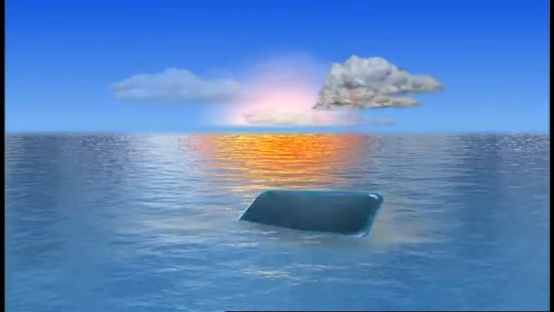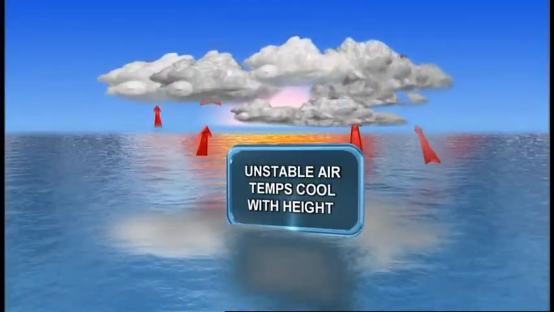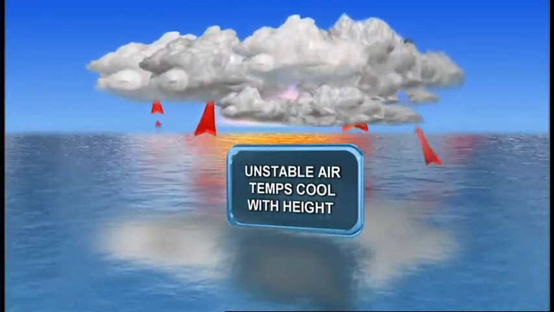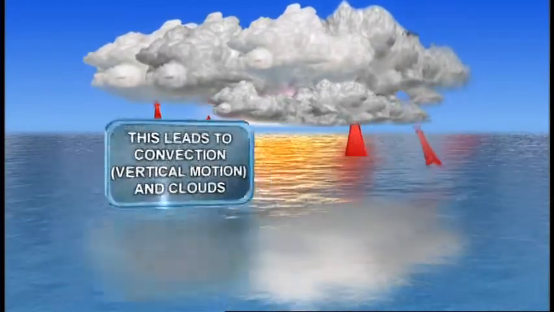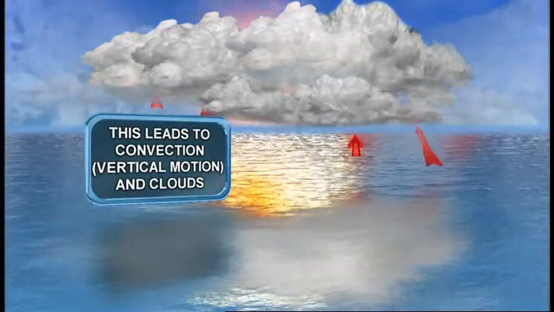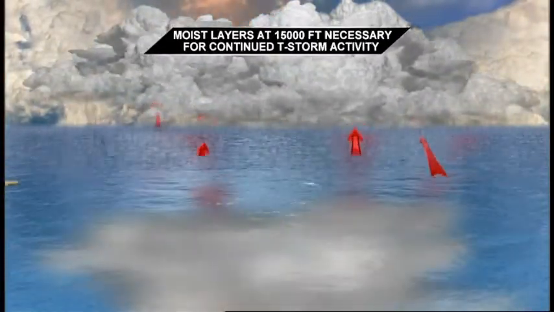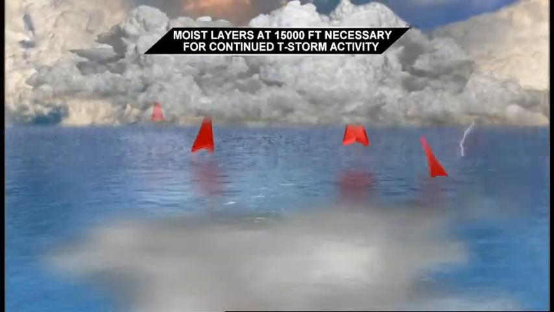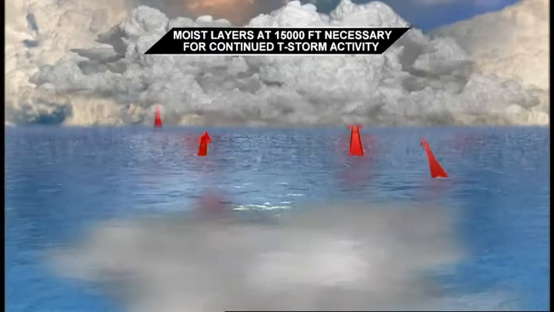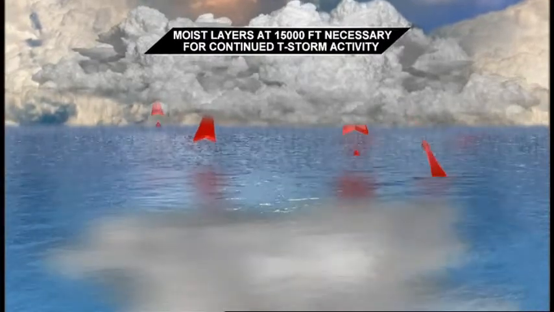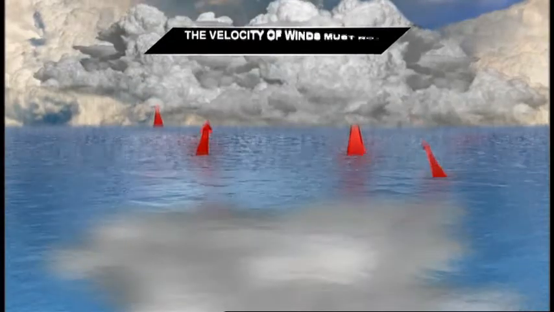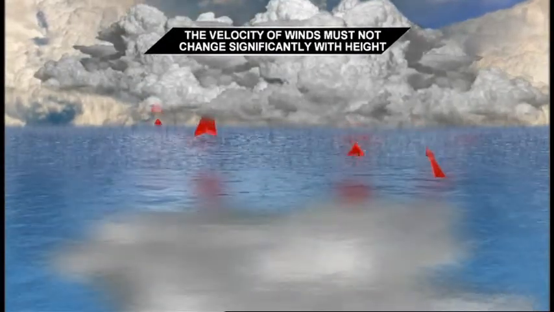Well, hurricanes need three things. I bet you could guess what one of them is. Moisture. And you also need that instability. That's how you get storms to grow. That convection, that rising air that creates those clouds and those thunderstorms. And you need a moist layer at 15,000 feet for thunderstorm activity to continue, for those storms to continue to build and eventually become hurricanes.